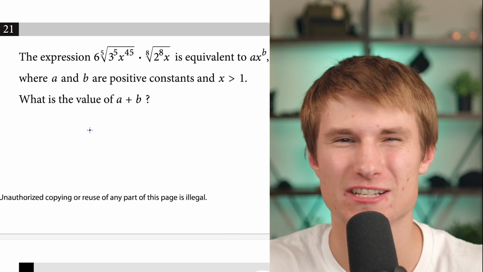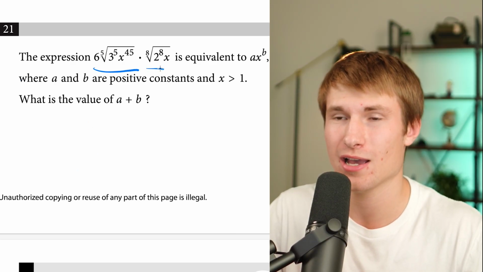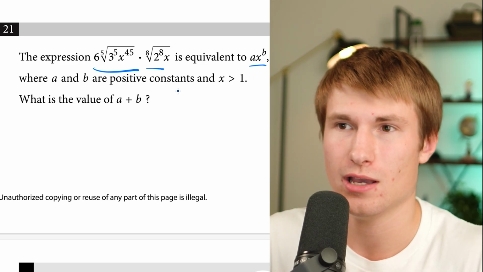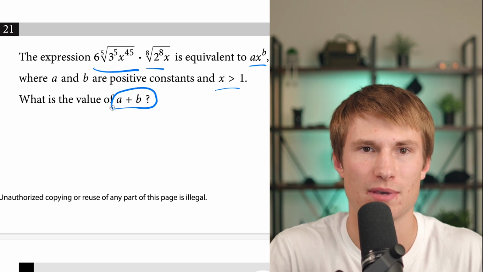Here's how to quickly solve this difficult SAT math question. Question 21 states the expression, and I'm not going to say it, but you can read it, is equivalent to ax to the power b, where a and b are positive constants. x is greater than 1. What is the value of a plus b? Pay really close attention here.